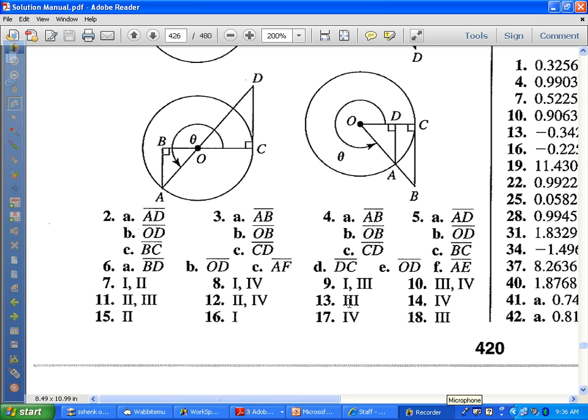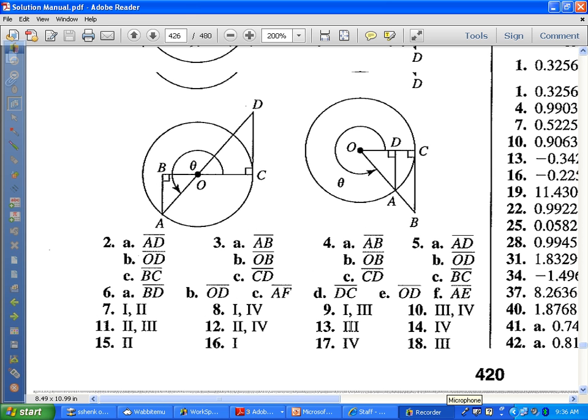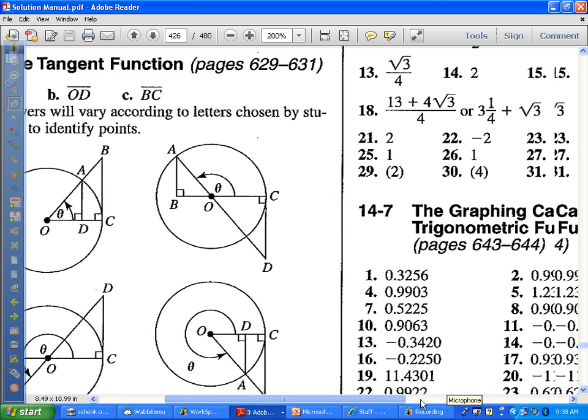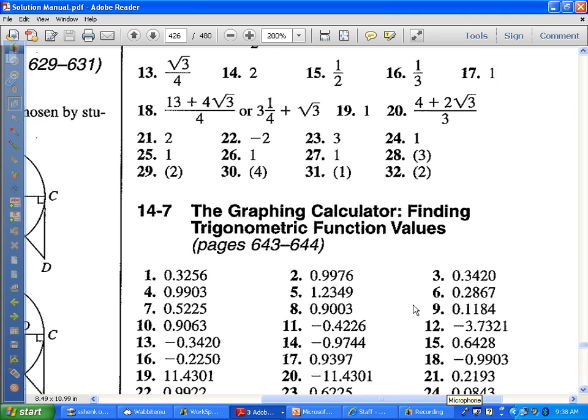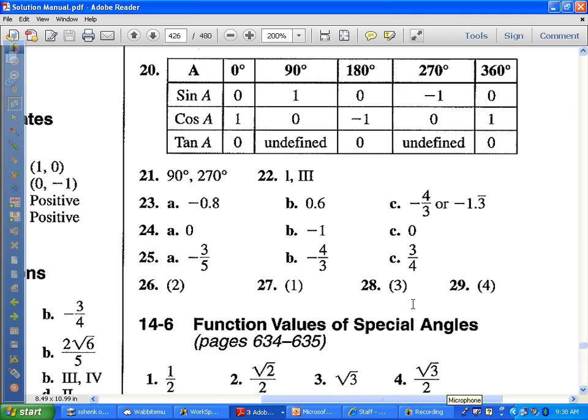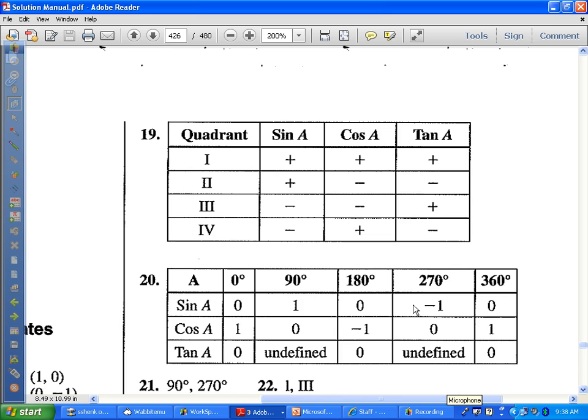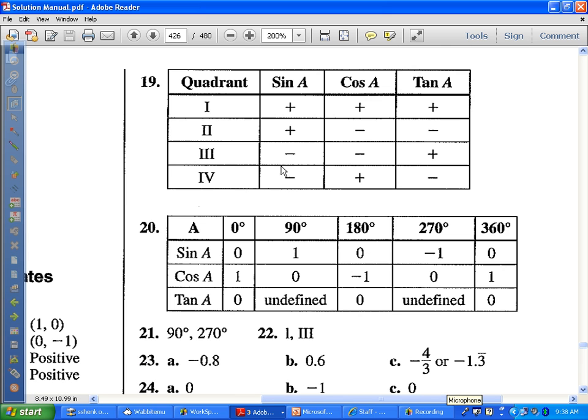13 narrows down to quadrant 3. 15 is quadrant 2. 17 is quadrant 4. 19 is the table, so your sine column should go positive, positive, negative, negative. Your cosine should go positive, negative, negative, positive, and then tangent should alternate positive, negative, positive, negative.